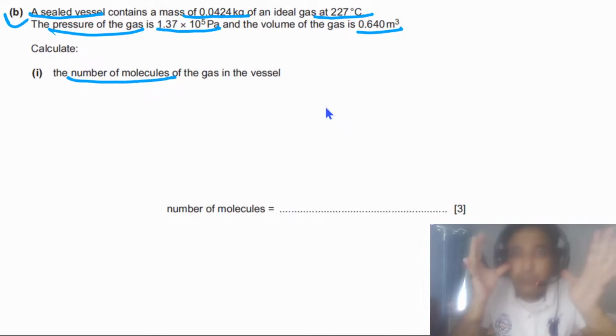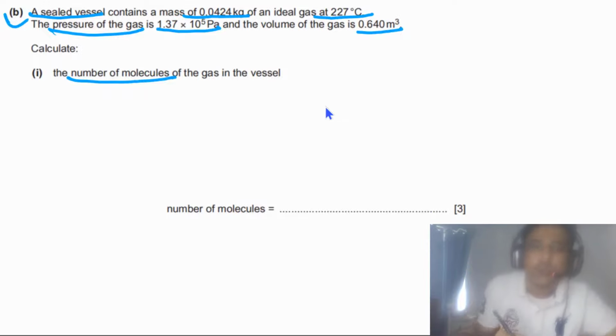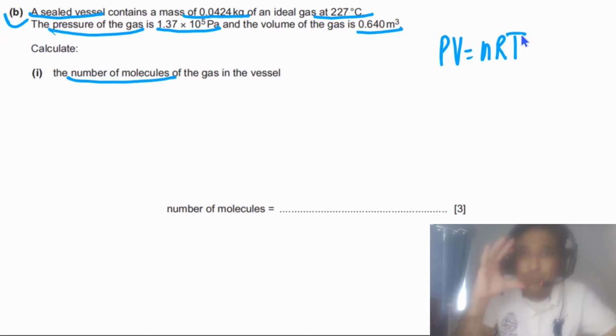Now you can see the beauty of physics. You need to count the number of molecules. So we can simply use PV is equal to nRT. So this is the beauty of physics. It's asking you to count the number of molecules. Now simply we can use the ideal gas equation and we can count the number of molecules.